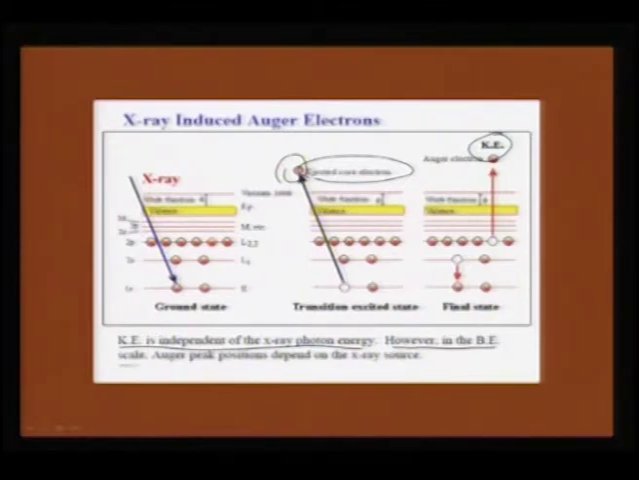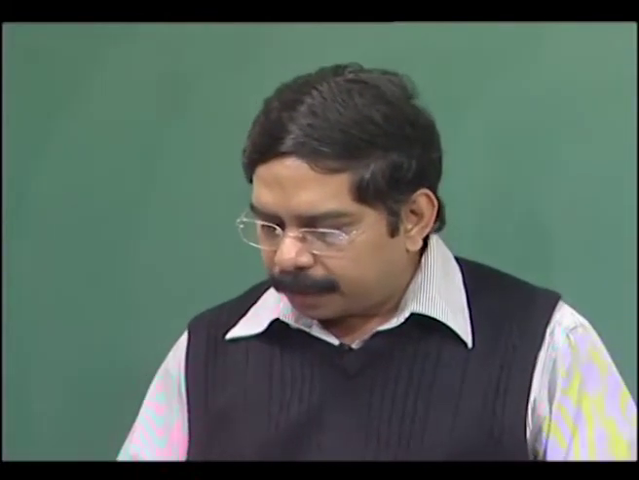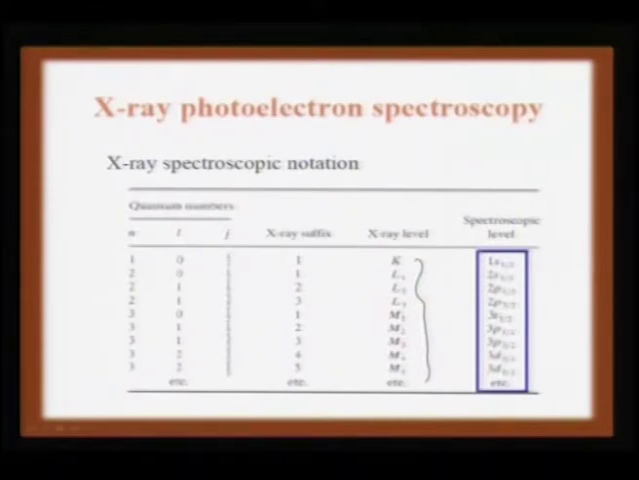However, in the binding energy scale, Auger peak positions depend on the X-ray source. We will also look at it shortly from now. When we look at a typical X-ray photoelectron spectra, there are some spectroscopic notations included, which are summed up either as K, L1, L2, L3, or abbreviated as 1s 1/2, 2s 1/2, 2p 1/2, 2p 3/2. So, we need to understand in perspective what this exactly means.